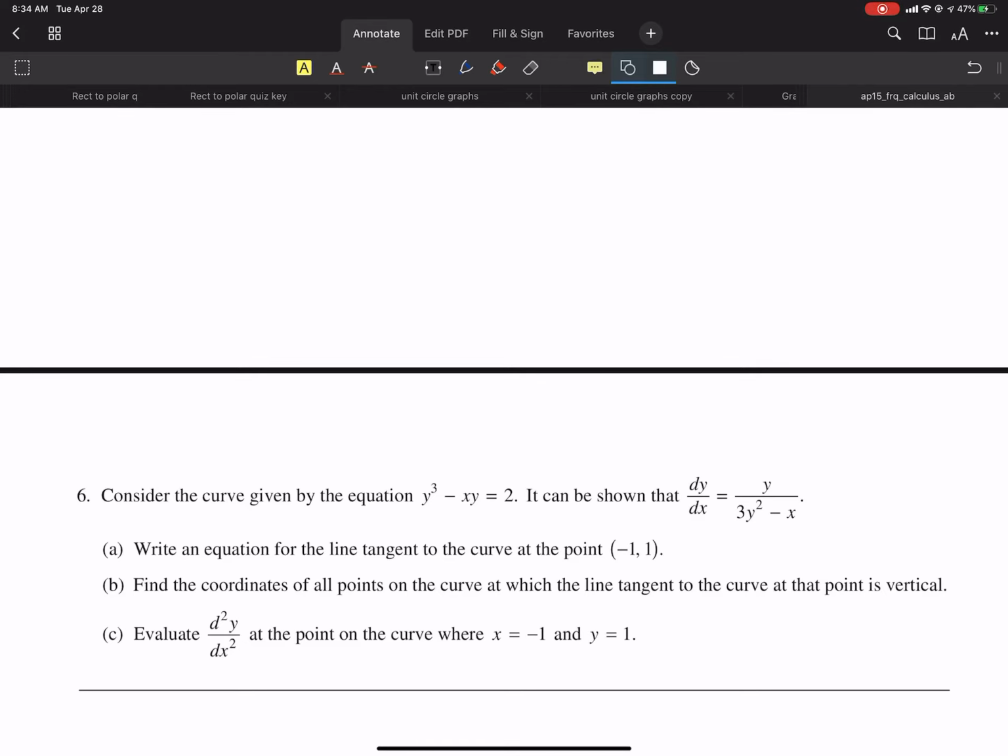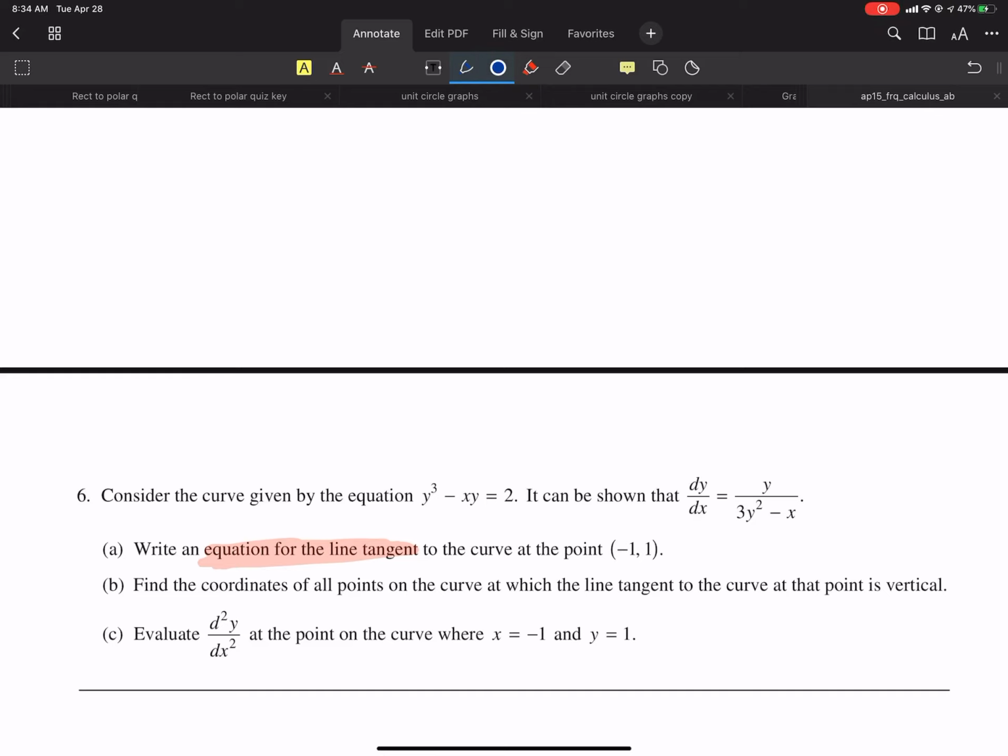Hey everybody, it is 2015 Calculus AB question number 6. This one looks like it's going to be pretty quick. So in part A, equation of the tangent line.